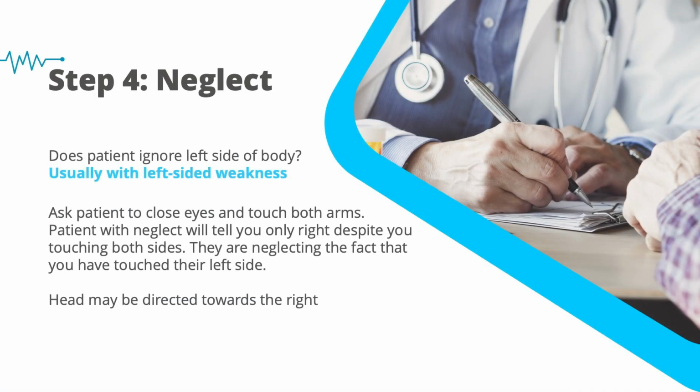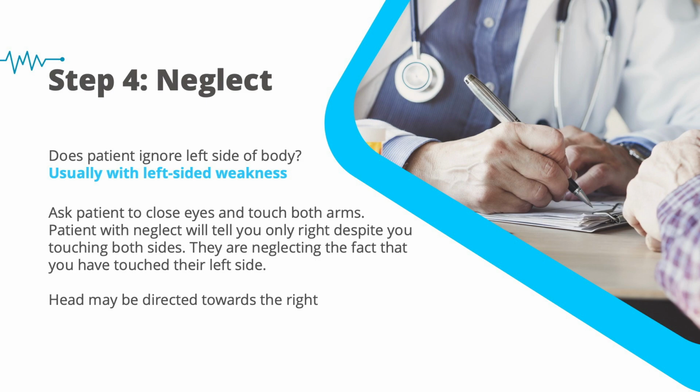Next is neglect. So neglect is usually with what? With left-sided weakness. And how we test it, and how fast Van tests it as well, is basically we have you close your eyes and then we touch the right side. You tell us right side, then left, and then we touch both sides. And then when we touch both sides, you will only tell us right, even though we touched both sides.